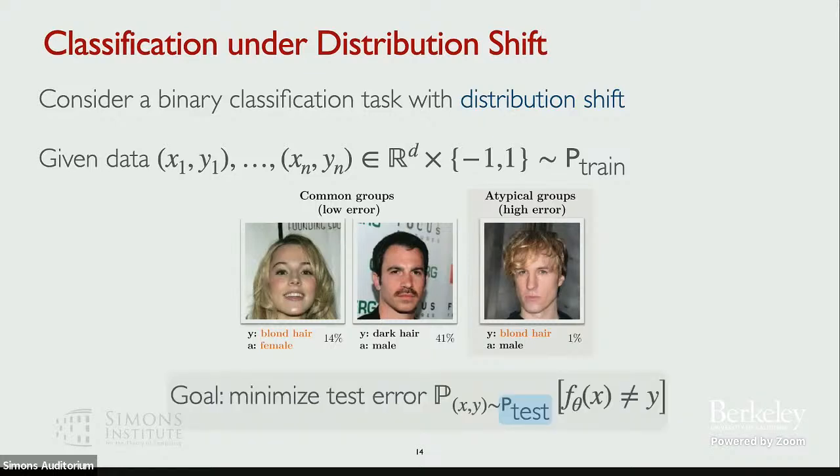But your goal is to minimize the test error on a different test distribution. So your samples are going to be drawn from a different test distribution. In this case, it was a uniform mixture over these.